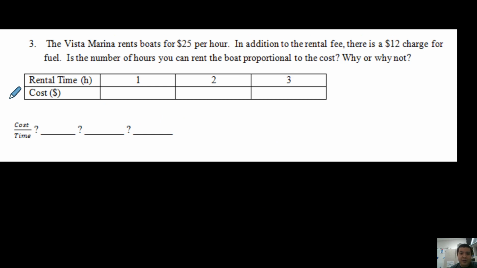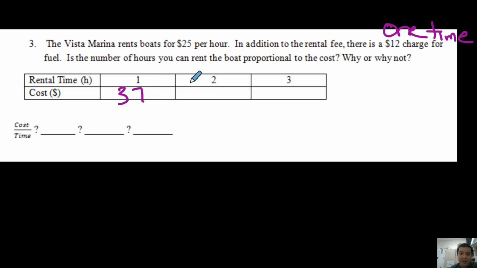The Vista Marina rents a boat for $25 per hour. In addition to the rental fee, there's a $12 charge for fuel. Is the number of hours you rent the boat proportional to the cost, why or why not? The $12 fee is a one-time fee, so you pay that up front. For the first hour, you pay that charge and the $25, which gets us $37. In the next hour, you just pay an additional $25. You don't pay the $12 again.